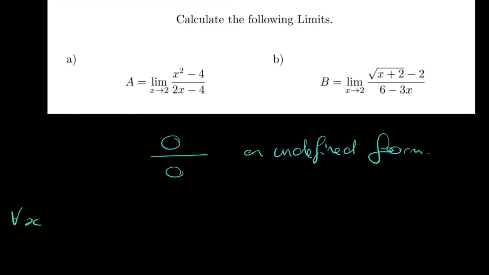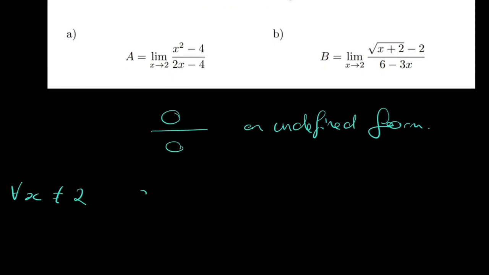Okay, so for all x that is not equal to 2, we have x squared minus 4 over 2x minus 4. We want to make appear some x minus 2. Why? Because we want the limit at 2. And this is the trick: make appear some x minus 2.